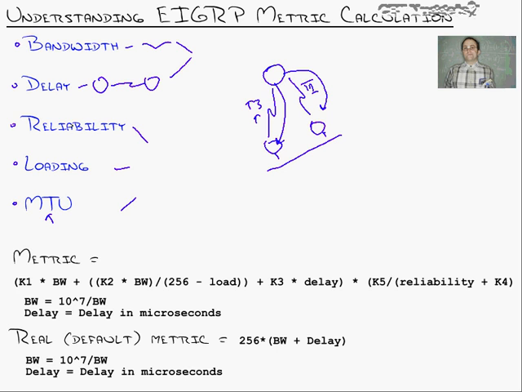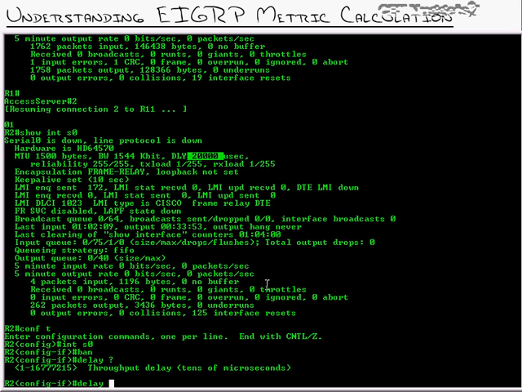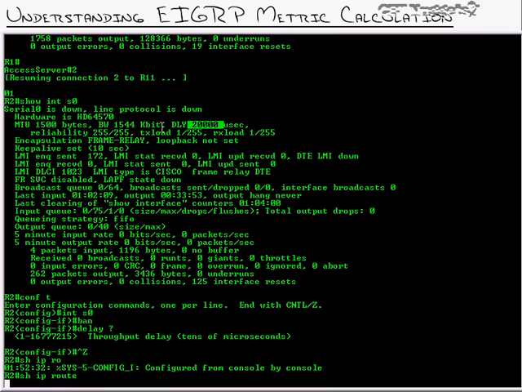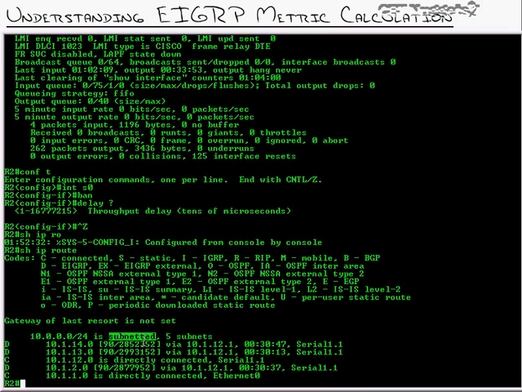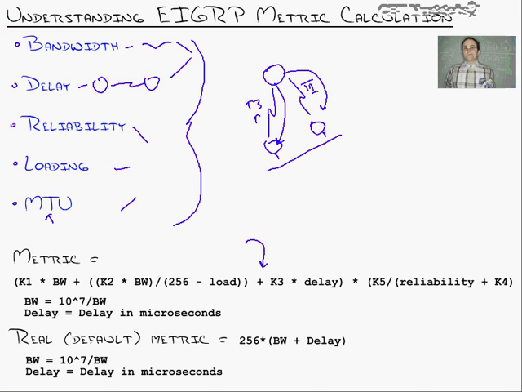So this mother of all formulas that you see is the formula used if you choose to include all 5 metrics in your calculation. You plug all the individual numbers, the reliability, the load, all of that, into this formula and it spits out a number. And that number will be what you see, well, not right there, how about right here, when you do a show IP route. Now, with that in mind, nobody turns on those other 3 values. Or I should say, I have never encountered somebody that does.